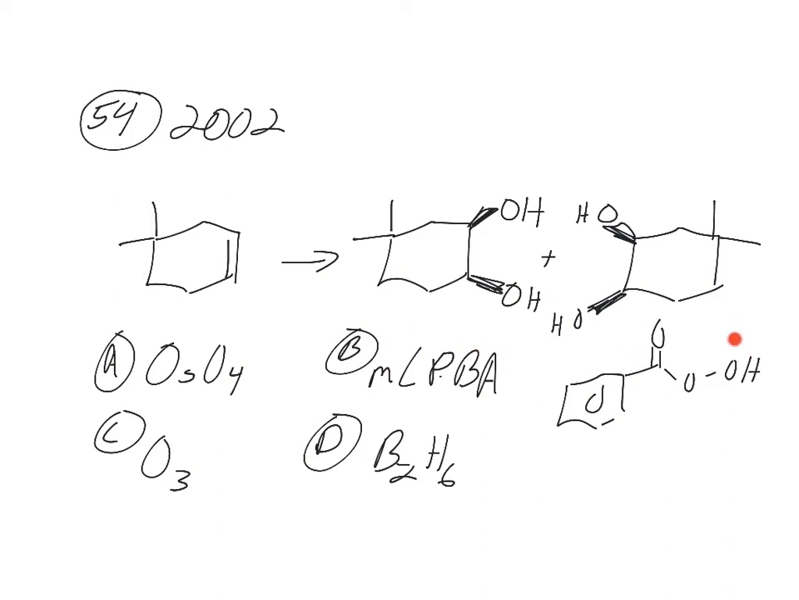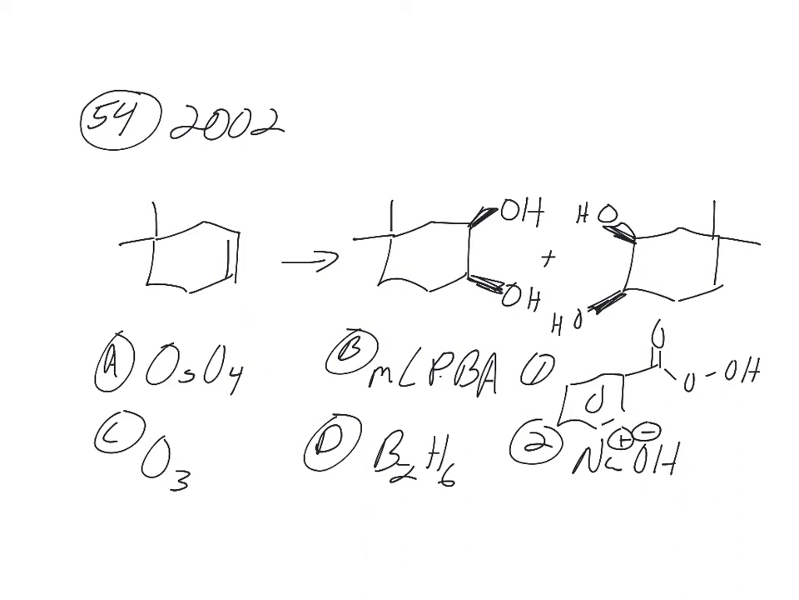MCPBA does an epoxidation. I might need to look more into that. What were the other reagents in that MCPBA thing? Step 1 was MCPBA, step 2 was NaOH. If you have an epoxide and you add something in, you can get a diol from an epoxide, but those 2 things end up being trans. Epoxides will give you trans products.